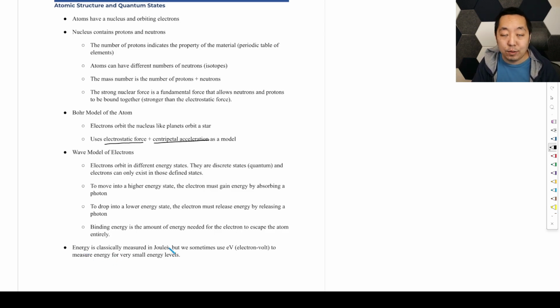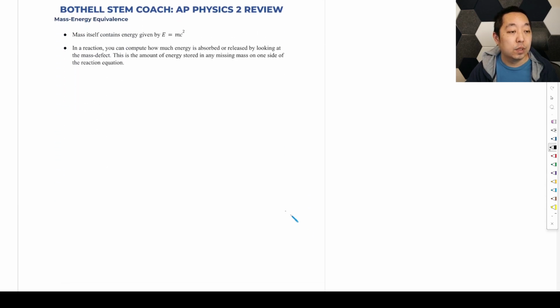Energy classically, we normally measure in joules, but we will sometimes use electron volts to measure very small energy levels. And there's a conversion. I'm pretty sure the equation sheets have conversions for that if you want. Mass-energy equivalence is that mass itself contains energy. So E equals mc squared, where m is the mass of an object, E is the energy, and c is the speed of light. So c squared is a very big number.